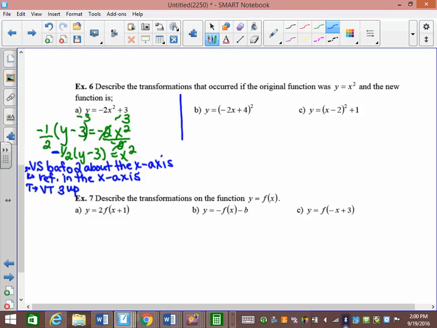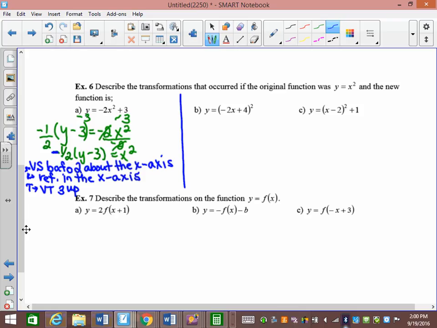B, you will get a question like this on your test. You will get a question like this on your diploma. I would be very shocked if they don't. At least incorporate this somewhere. A lot of people will tell me, okay, reflection in the Y, horizontal stretch by a factor of a half. That would be all correct. And then they'll tell me horizontal translation 4 left, and you are wrong. And that answer is on your diploma. And you're like, how are you wrong?